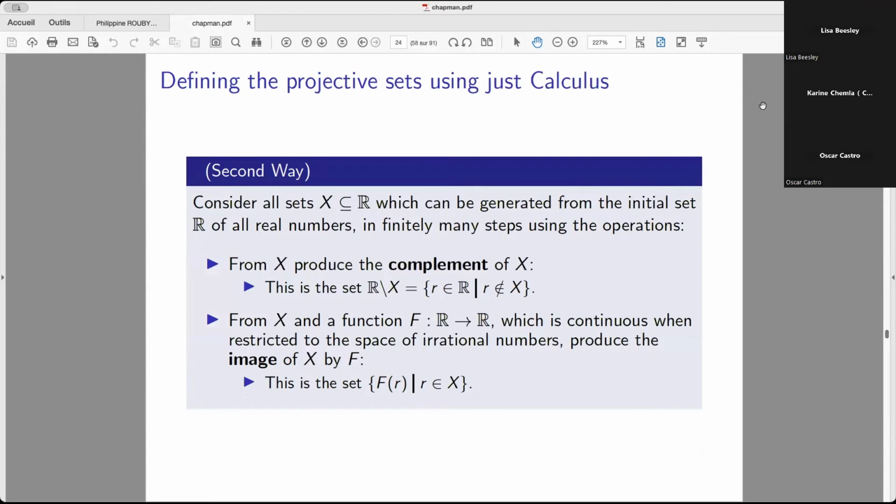But you can also do this with calculus. So let's look at all sets of real numbers that can be generated from the initial set R of all real numbers in finitely many steps. The operations are: you're allowed to complement, trivial. The second is from calculus: from a set X and a function from reals to reals, which is continuous when restricted to the space of irrational numbers, you can take the range of the function on X. That's the second one. We'll complement in that.